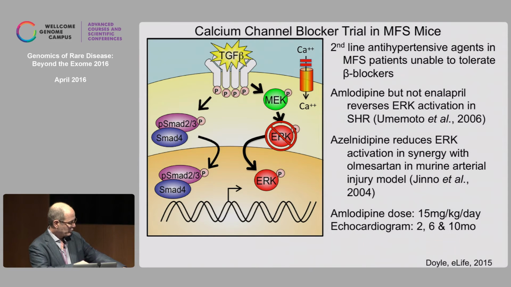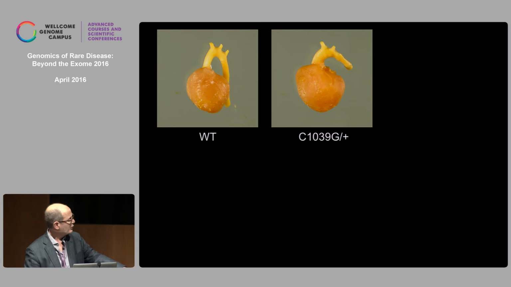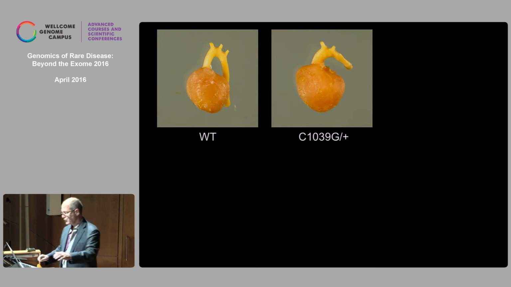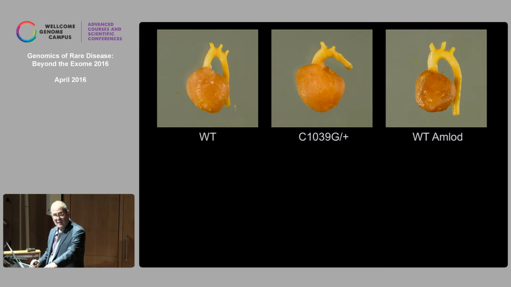We used amlodipine and followed these mice by echocardiography. So here is the heart and aortic arch of a wild-type mouse. This is the normal appearance of the aorta. In our Marfan mouse that had not received any additional treatment, you can see the flare of the proximal aorta just as it's leaving the heart. In normal mice given amlodipine, you don't see much. Perhaps the ascending aorta is looking slightly generous.